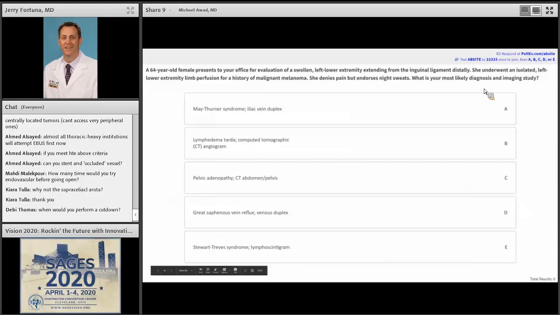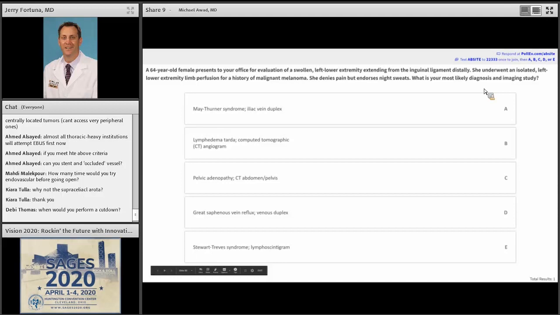A 64-year-old female presents to your office for evaluation of a swollen left lower extremity extending from the inguinal ligament distally. She underwent an isolated left lower limb perfusion for a history of malignant melanoma. She denies pain but endorses night sweats. What is your most likely diagnosis and imaging study?